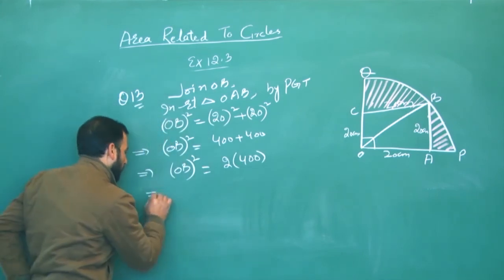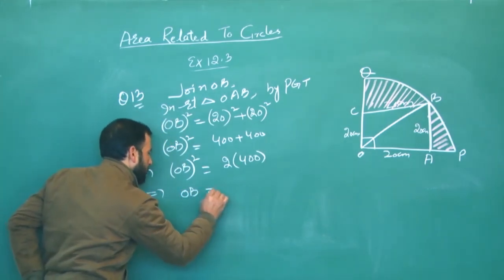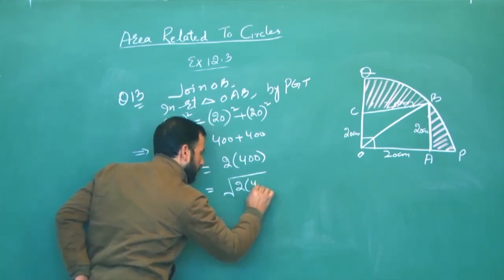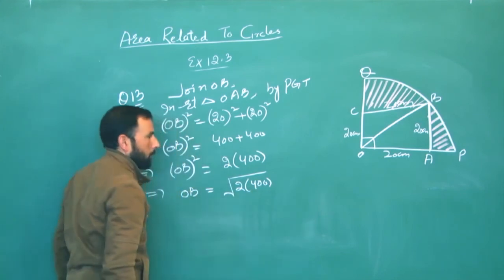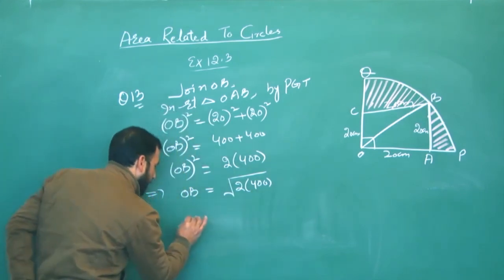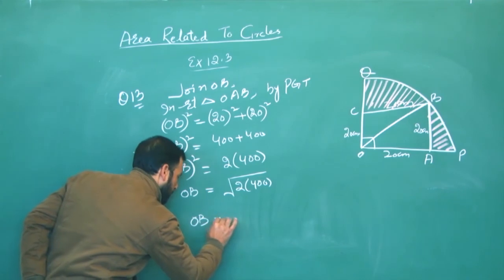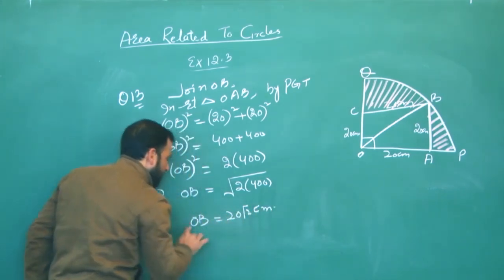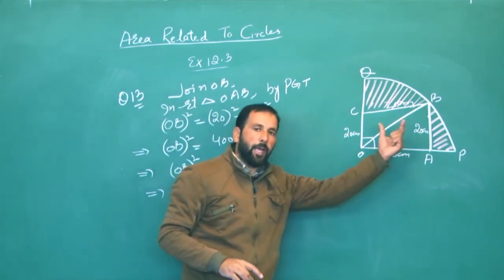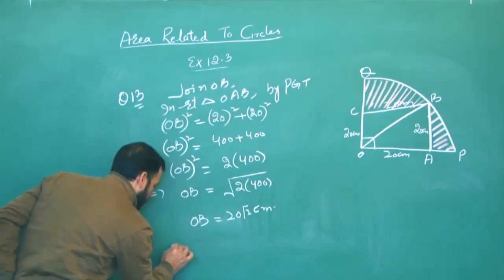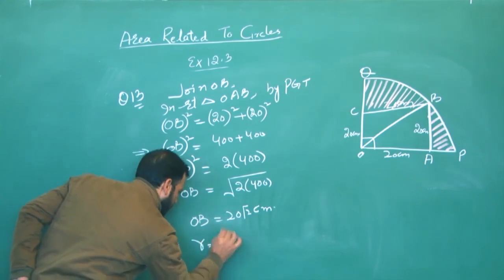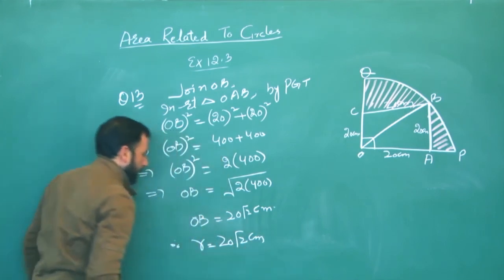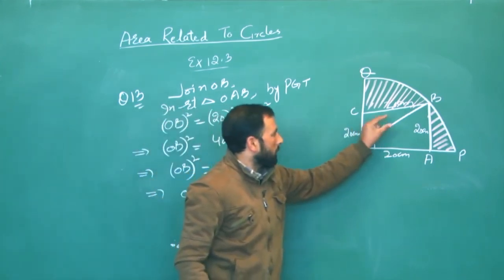That implies what is OB here? OB is equal to square root of 2 into 400. So here 400 is a perfect square of 20. We can write OB is equal to 20 square root 2 centimeter, the hypotenuse as well as the radius of the circle. Therefore, radius R is equal to 20 square root 2 centimeter, the radius of this quadrant.